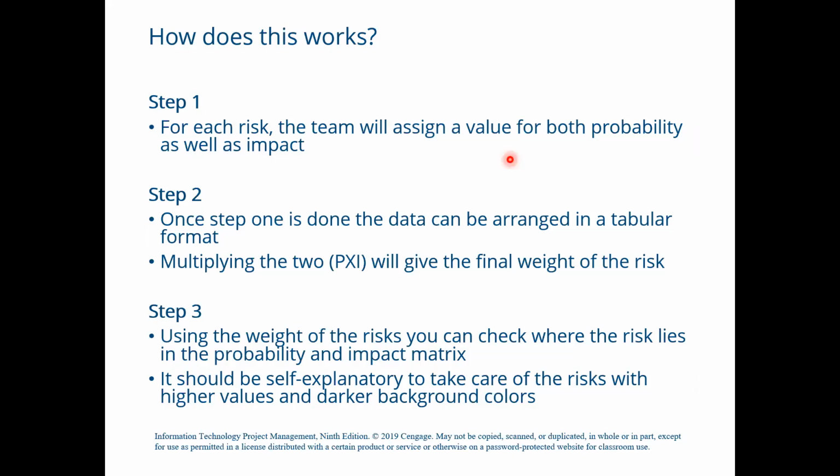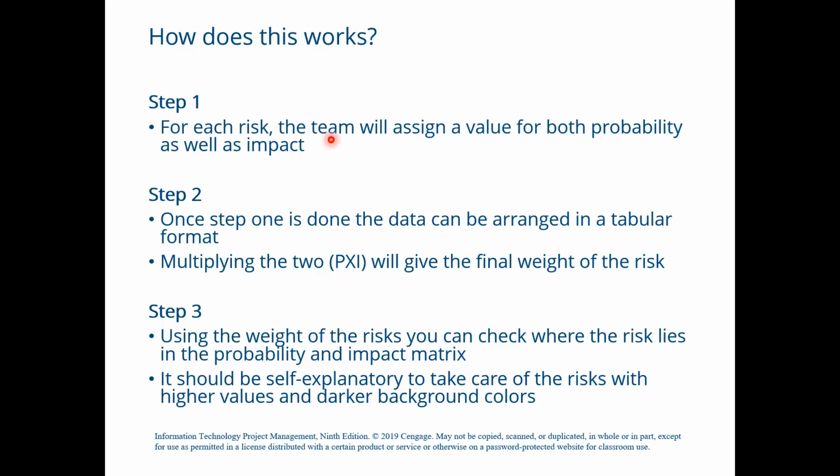So the point is how we can create the probability impact matrix. We can divide this into three steps. First step, for each risk, the team will assign a value for both probability as well as impact. Second, once step one is done, the data can be arranged in a tabular format, and then we get the product of relative probability with impact, which gives us the final weight of the risk. In the last step, using the weight of the risk, you can check where the risk lies in your probability and impact matrix. So it should be self-explanatory to take care of the risks which have high probability and also high impact. So let's start with the first step.